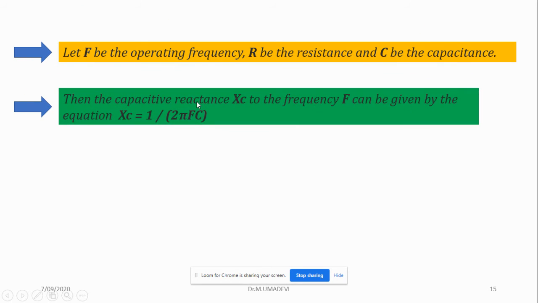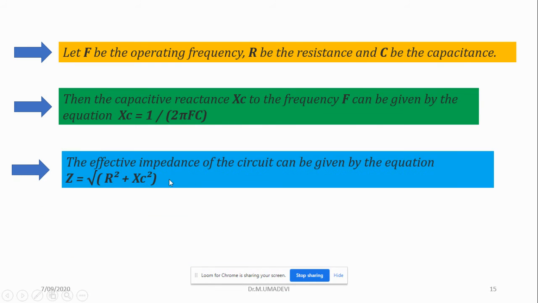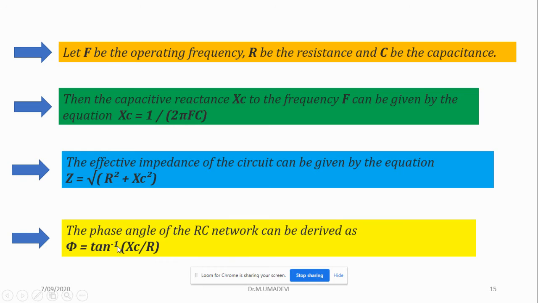Then the capacitive reactance is given by XC. XC is equal to 1 divided by 2 pi F C. Then the effective impedance is Z, and Z is equal to root of R squared plus XC squared. Then the phase angle phi is equal to tan inverse of XC divided by R.